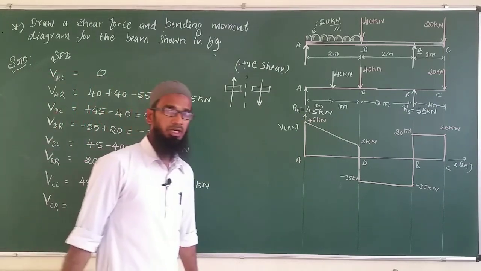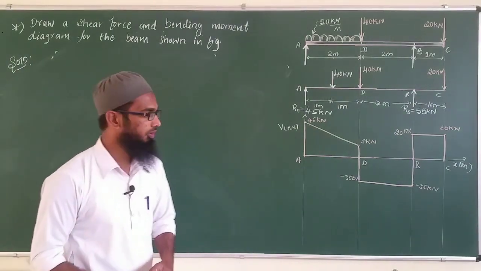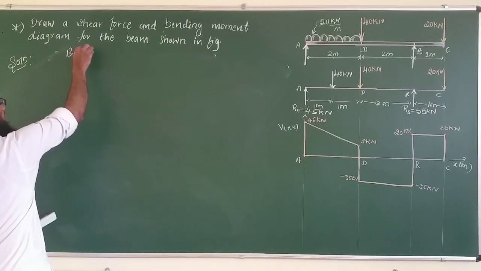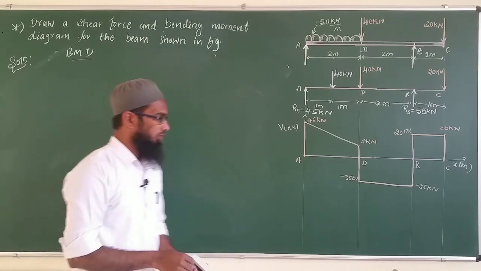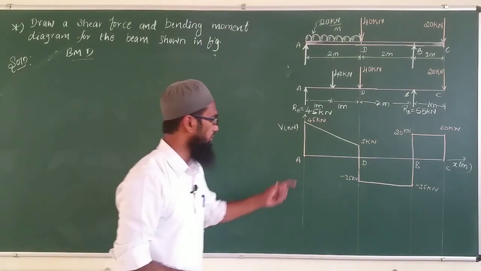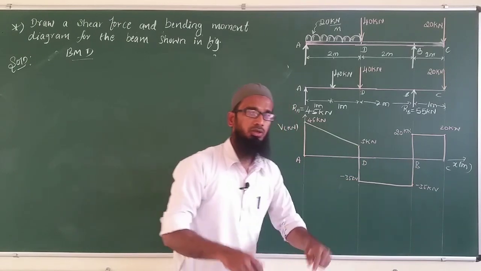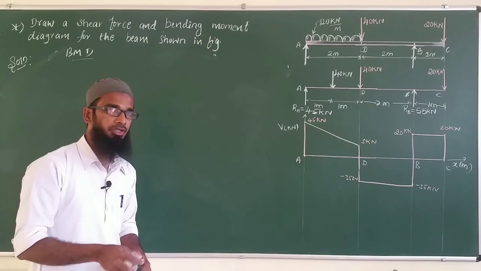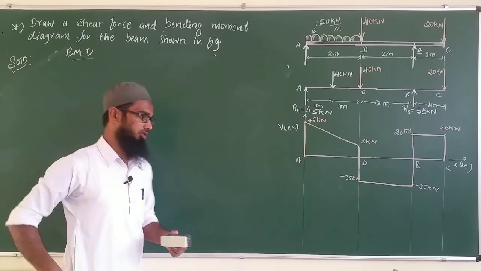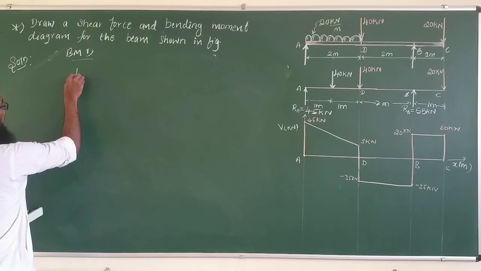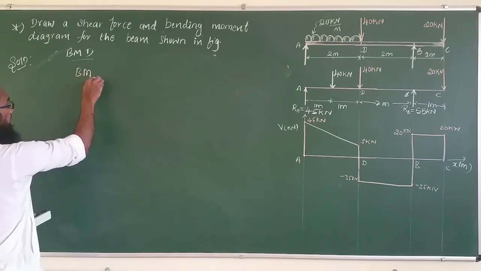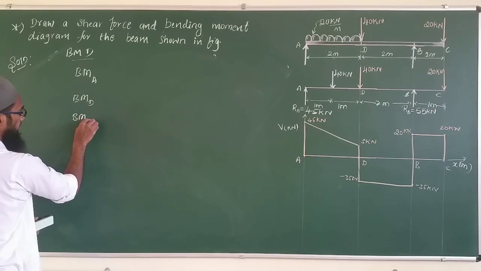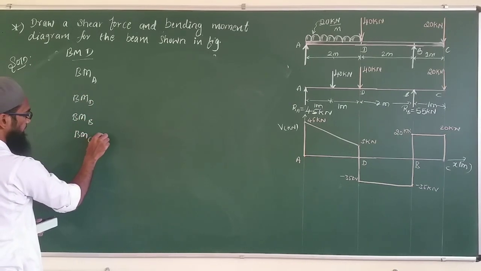Now we'll go for the bending moment diagram. The bending moment diagram we only have to find out at the reference points like A, D, B and C. We need not calculate left and right for all the points, that we do only in some special cases. So directly I will find out the bending moment at A, bending moment at D, bending moment at B and bending moment at C.